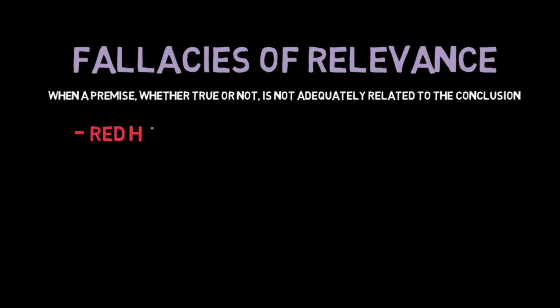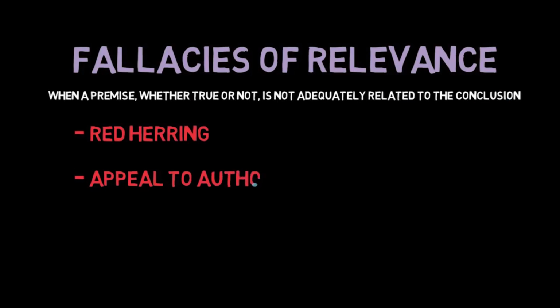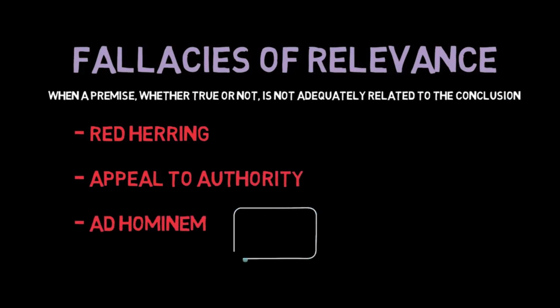The red herring falls under the broader category of fallacies of relevance. These are fallacies that arise when a premise, whether true or not, is not adequately related to the conclusion. Two other common fallacies of relevance are appeals to authority and ad hominem arguments.